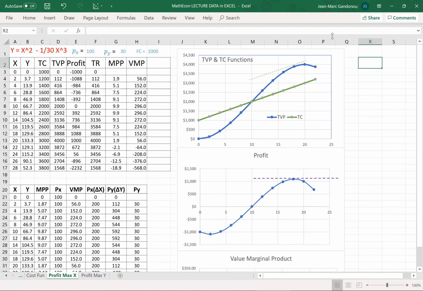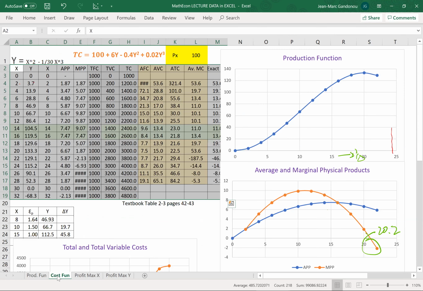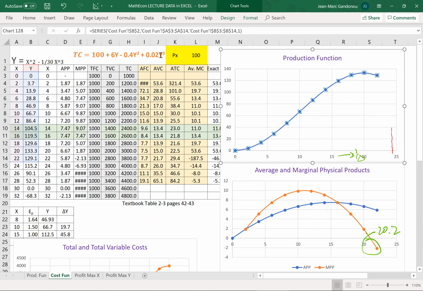So early on, we discussed the production function and the cost function. This is a production function, and I'll show you how to compute everything, given this example function here. That's what we have, and how we derived everything.